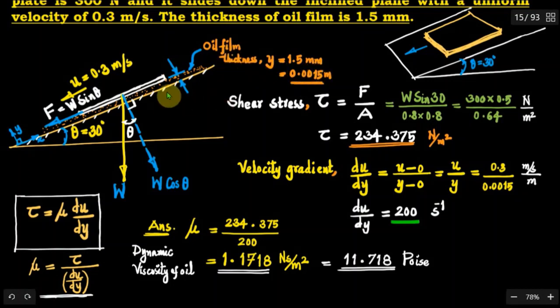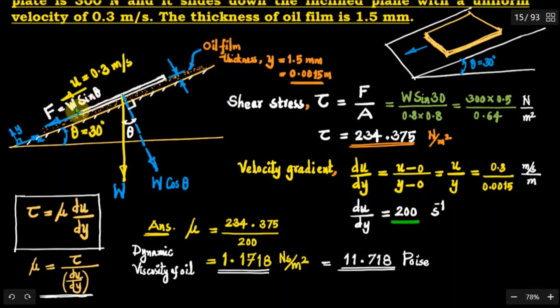And we have to find the dynamic viscosity of the oil used for lubrication between the square plate and the inclined plane. And for that purpose we have to use Newton's law of viscosity. Tau is equal to mu into du by dy, and dynamic viscosity mu is equal to tau divided by du by dy. Du by dy is the velocity gradient. And in order to find the shear stress in this case, we have to find the shear force acting on the fluid layer, that is the oil in this case.